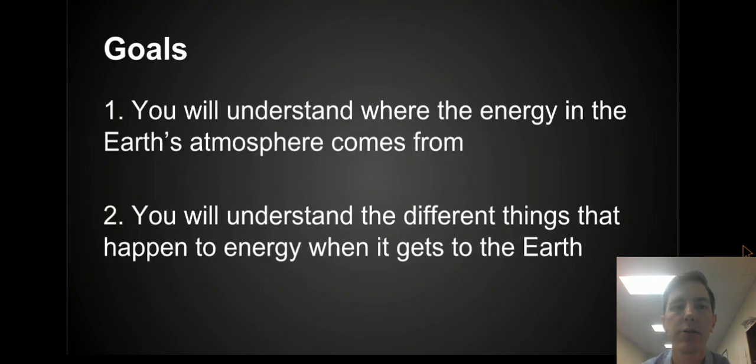Our big goals are to understand where the energy in the Earth's atmosphere comes from. Remember, atmosphere is the layer of gases around the Earth. You're also going to understand the different things that happen to that energy when it gets to the Earth. So let's get started.